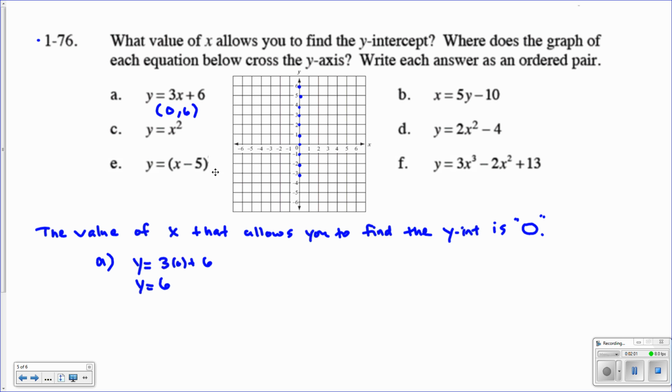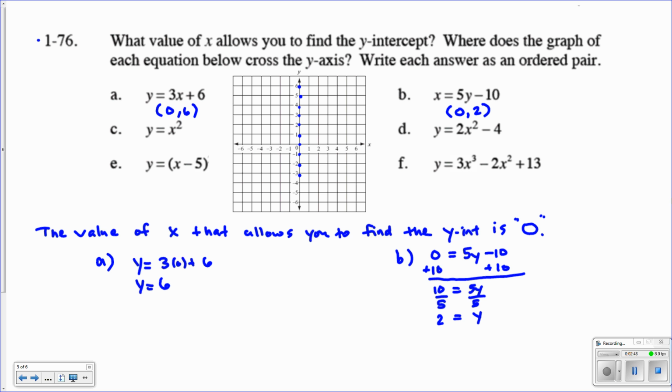6. The second one, over here, B, we have x equals 5y minus 10. Gotta be careful here. This one's in a different form, but if we set it up, we're going to put in 0 for x again, and we have 5y minus 10. We add our 10 to each side. So now we're looking at 10 is going to equal 5y. And we divide each side by 5. We get that y is going to equal 2. So when x is 0, y is 2. Go ahead and write our answer in here. 0, 2.